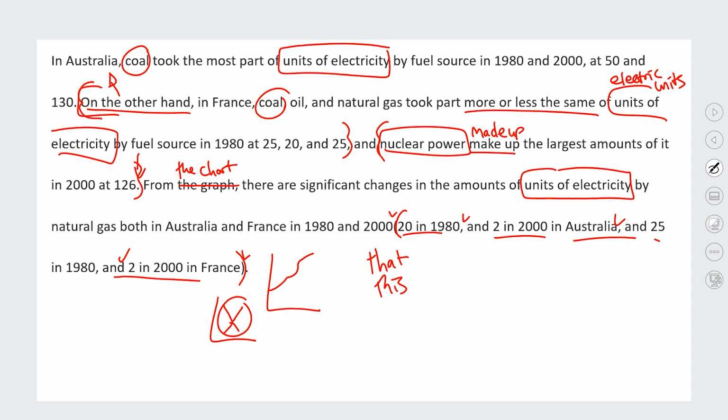So what this really needs to be is two separate ideas. Okay, and so he should have another connective here, something to connect it. So, "On the other hand, in France, coal, oil, and natural gas took part more or less the same electric units by fuel source in 1980 at 25, 20, and 25." And then you can add an addition. You can say, "Additionally, in France, nuclear power made up the largest amounts of it in 2000 at 126."